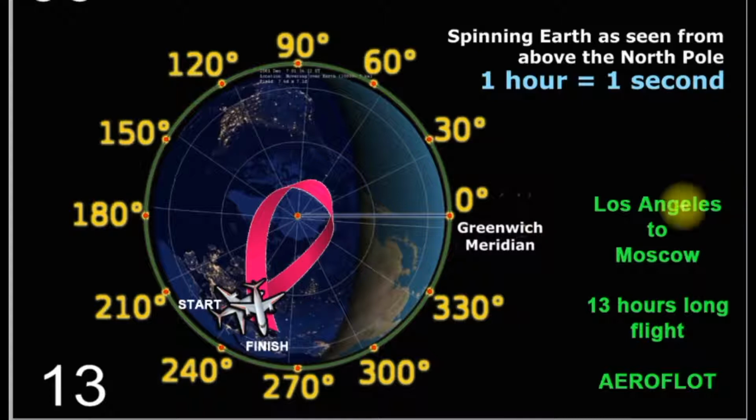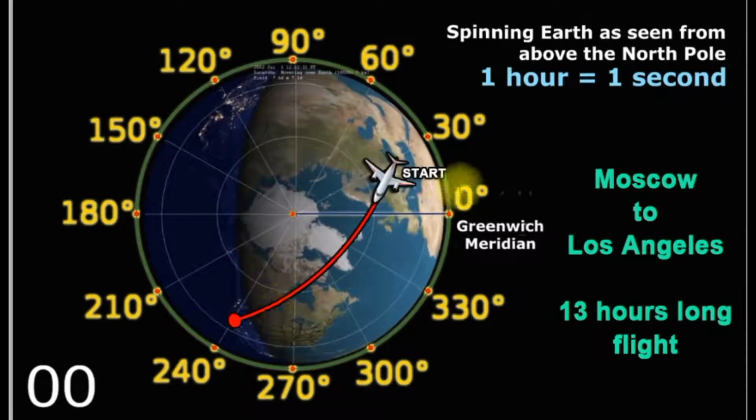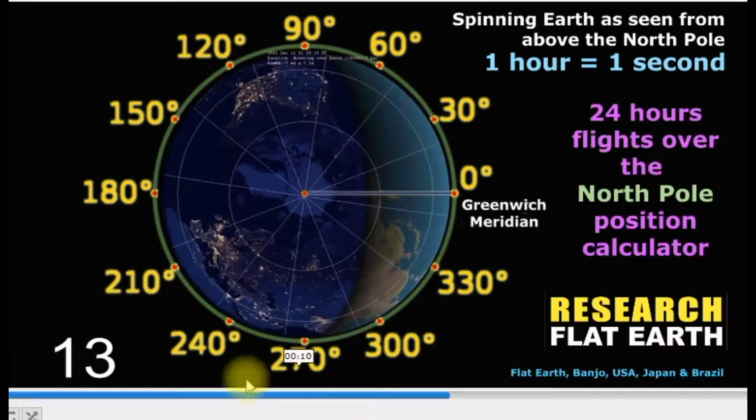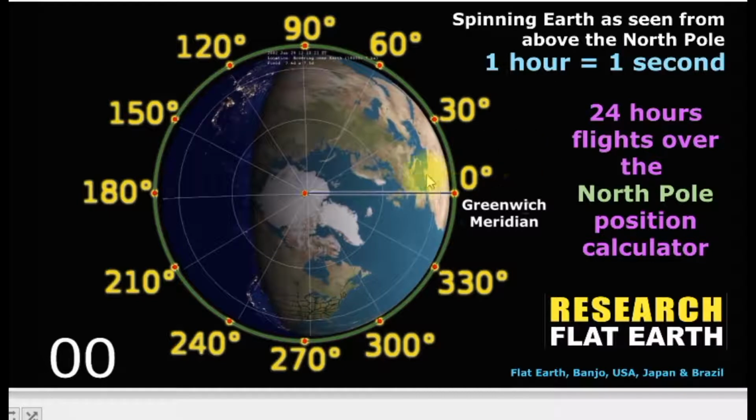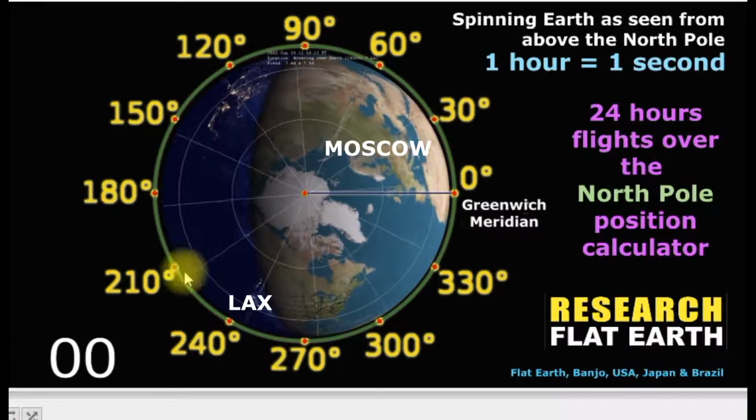Let's go ahead and look at the flight back, Moscow to Los Angeles. Alright, Moscow right here, start, Los Angeles. Let's look at this flight back. It should be interesting because the Earth is rotating from west to east. Let's go to our timer here. 0 again, start right here. We have Moscow, Los Angeles, and the flight is coming from Moscow to Los Angeles now. Let's look at what's going to happen. 13 hours, start.